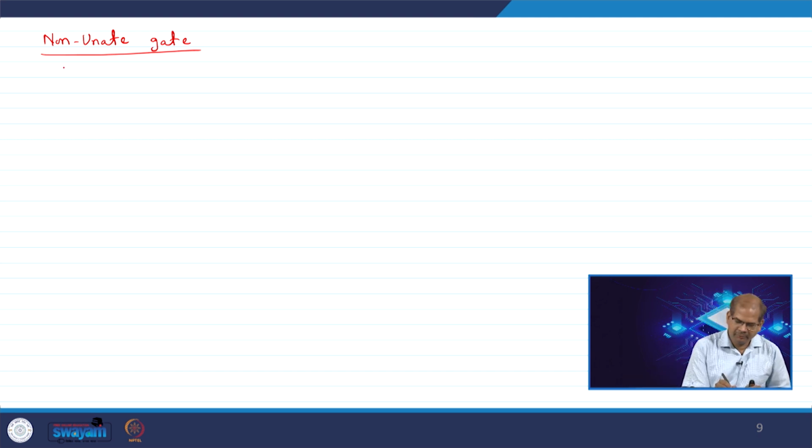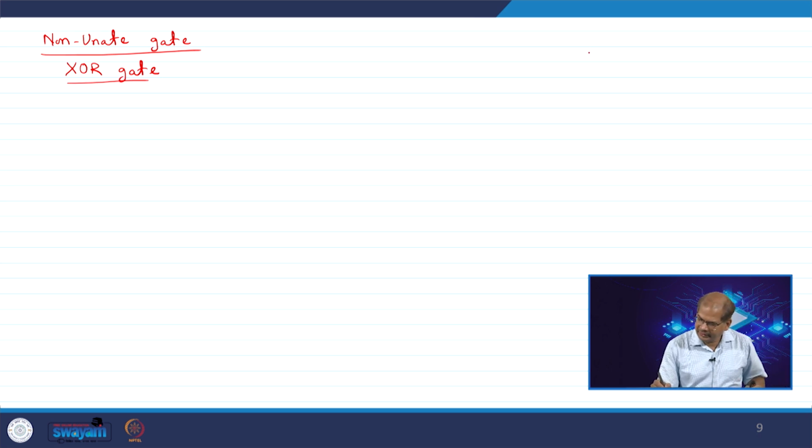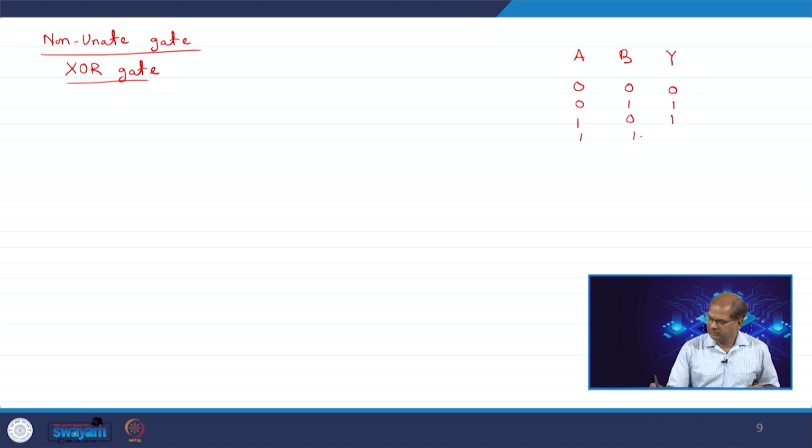It depends upon the condition in the other pin. We will discuss this with one example. Let us say you have a XOR gate. What is the table of a XOR gate? You have A, B and Y. When both the inputs are the same, your output is 0, and the rest: 0 1 1, 1 0 1, 1 1 0. So, this is a XOR gate.